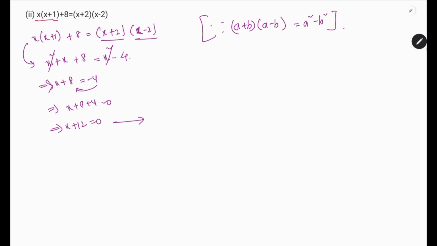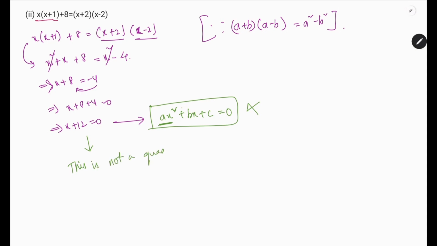Is this in the form of ax square plus bx plus c equal to 0? No. Here we don't have the x square variable. So this is not in the standard form of a quadratic equation. So this is not a quadratic equation. Next one.